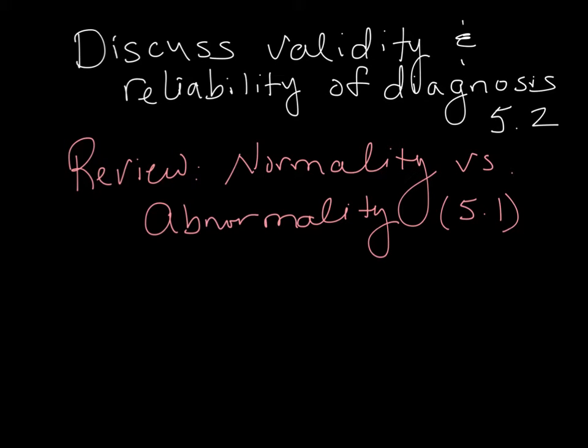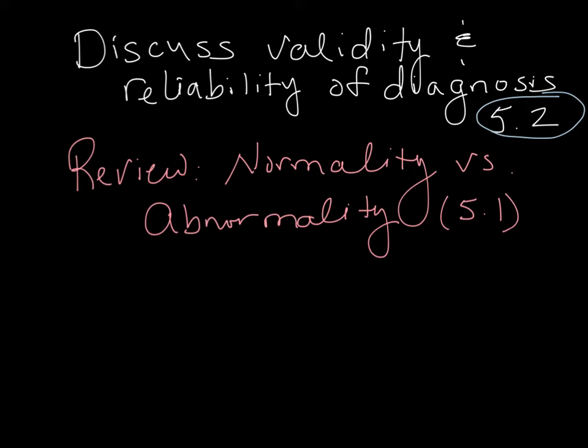Okay, well, welcome back again. We're going to be talking about Learning Outcome 5.2, which is discussing the validity and reliability of diagnosis. 5.2. This is for IB psychology, and the unit of study is abnormal levels of analysis.